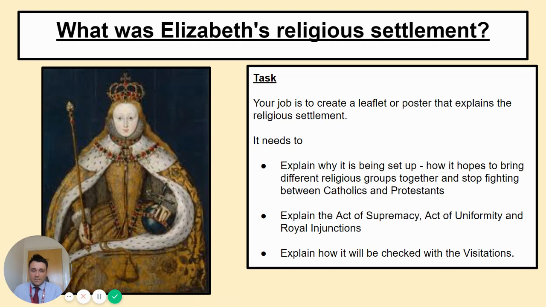And the final one, explain how it would be checked with the visitations. Explain that Elizabeth would be sending people to check on churches at random. What would happen if you couldn't produce your license to preach? What would happen if you were conducting a service in Latin? How much trouble would these people be in?